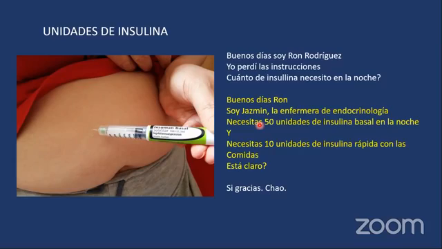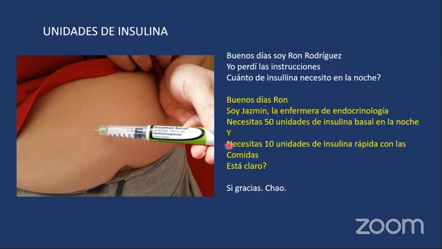You need, necesitas, you need 50 units, 50 unidades, 50 units of insulin. What type of insulin? The basal insulin. En la noche, at night. So this sentence is, you need, necesitas, 50 units of insulin. Which one? Basal insulin. En la noche, at night.